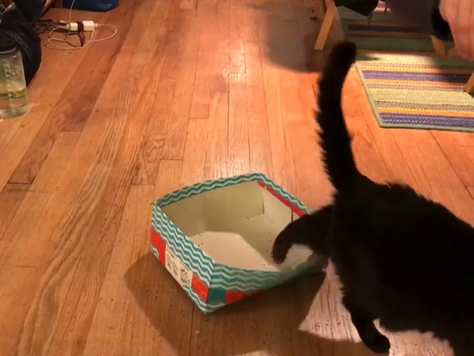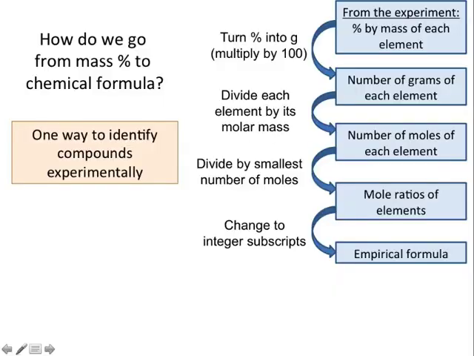Okay, so how do we do this? How do we go from mass percentages to the chemical formula? So there's a process here, and ultimately, if you get the right answer and show some valid mathematical steps, I'm fine however you do it. But it's good to teach a process, and so here's the process that I teach.